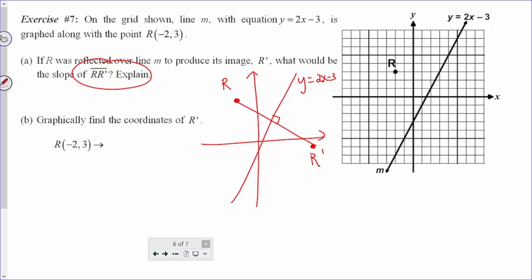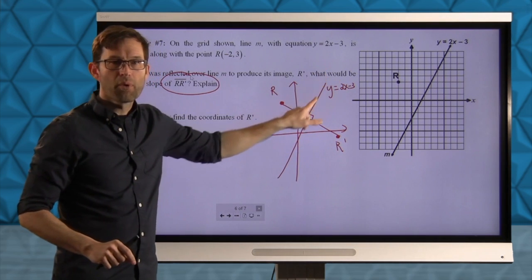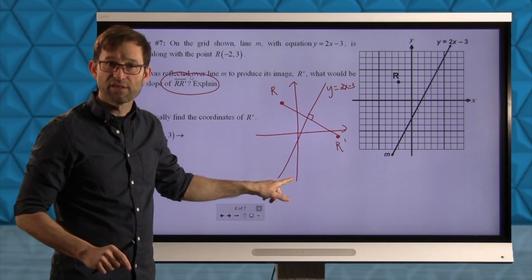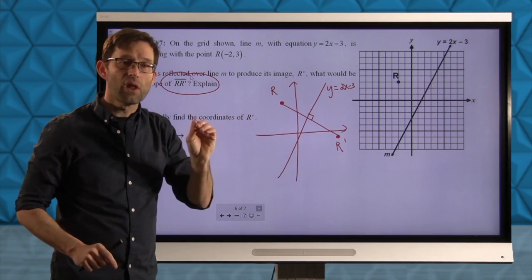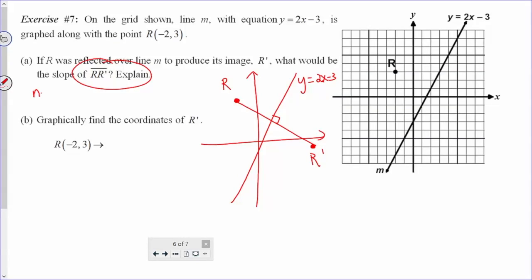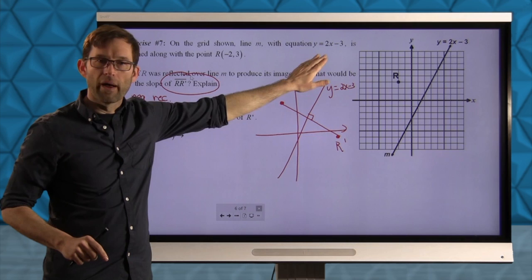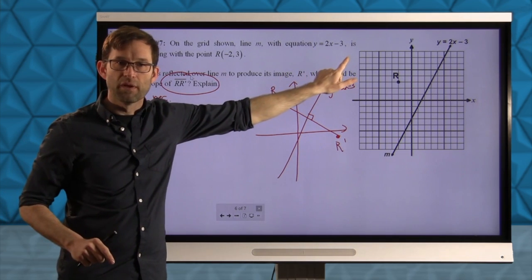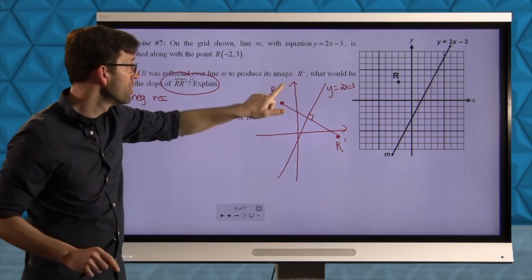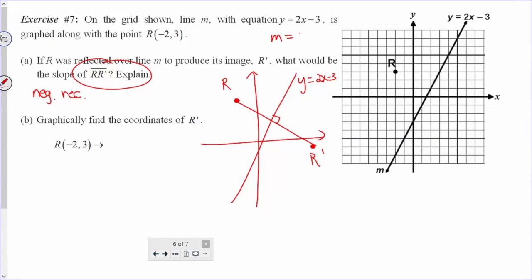What I know is that R prime must be perpendicular to y equals 2x minus 3, which means it must have a slope that is the negative reciprocal of the slope of this line. Because it's already written in y equals mx plus b form, the slope of this line is 2, or 2 over 1. So the slope of R prime would have to be negative 1/2.